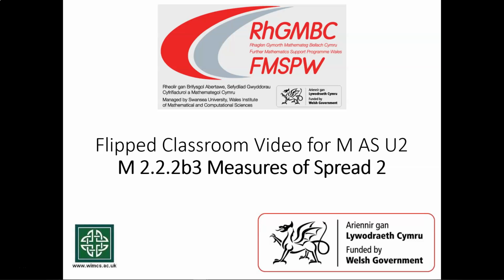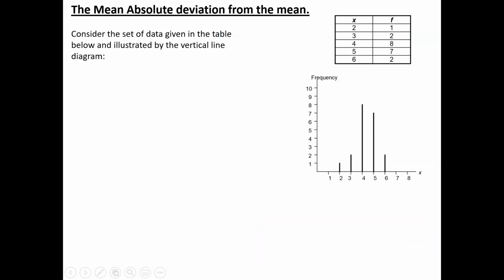In the last video we looked at the measures of spread that you probably met at GCSE, and in this video we're going to introduce a very important measure of spread known as the variance, and a connected measure of spread known as the standard deviation. But to begin with, we're going to introduce something which was historically important but quite intuitive, and that's called the mean absolute deviation from the mean.